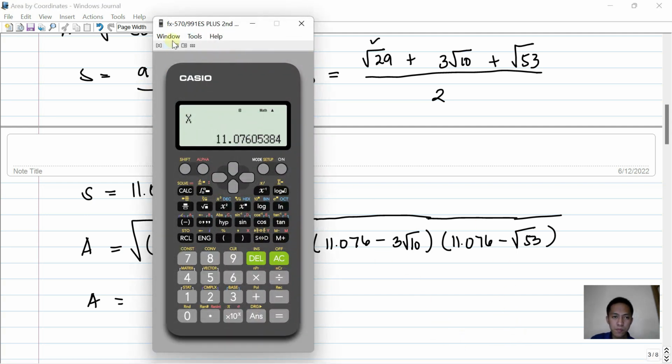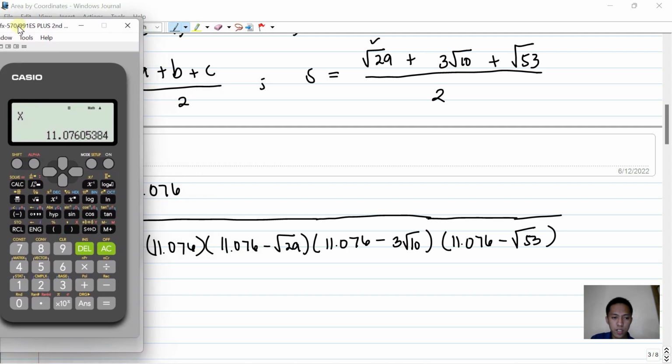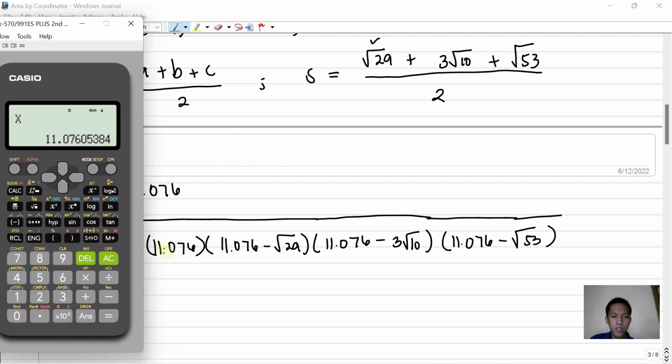So ito, yung value natin for s na store natin sa x. So that is the square root of, so alpha x times, you have here alpha x. So minus, that is a square root of 29. So that is for s, that is x sa calculator. So alpha x minus, we have here 3 square root of 10. And we have alpha x, that is your semi-perimeter, minus square root of 53.